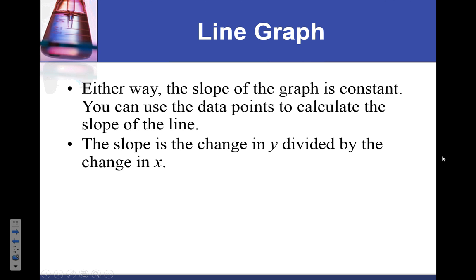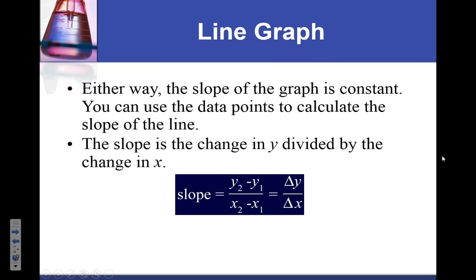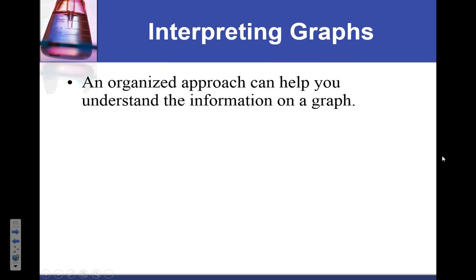And remember, the slope from math class is the change in y divided by the change in x. So this is the equation that you've seen before. This should look familiar to you from class. So if we know two points on that line, we can use it to calculate what the slope of the line is. So change in y over change in x is how we often find a slope.